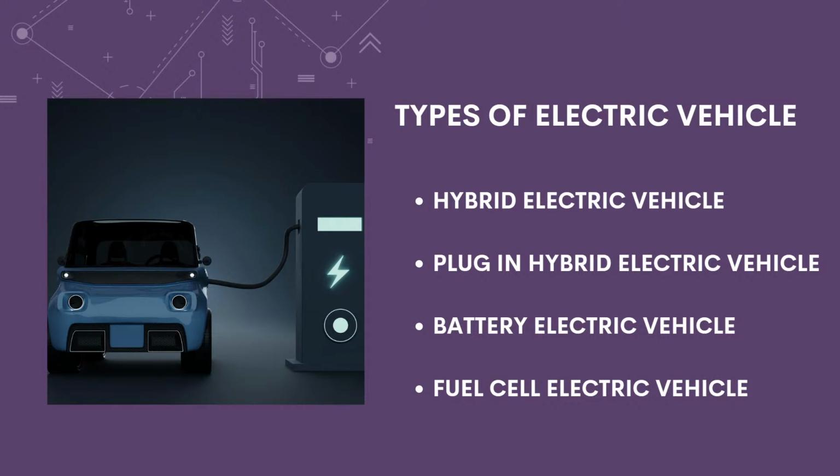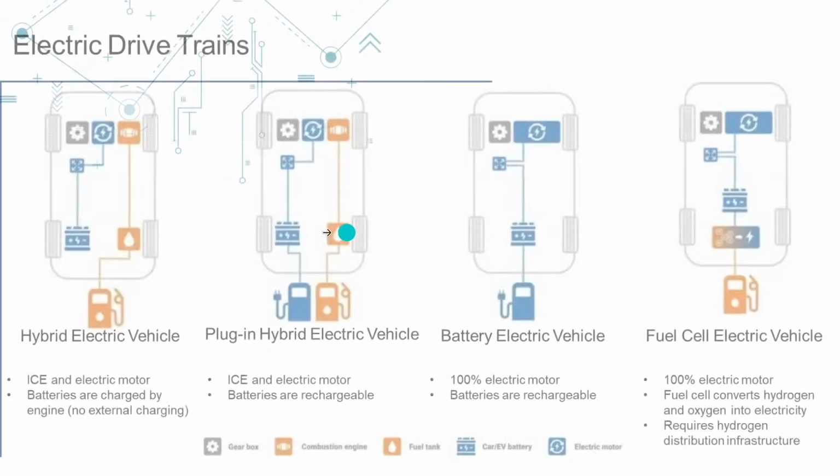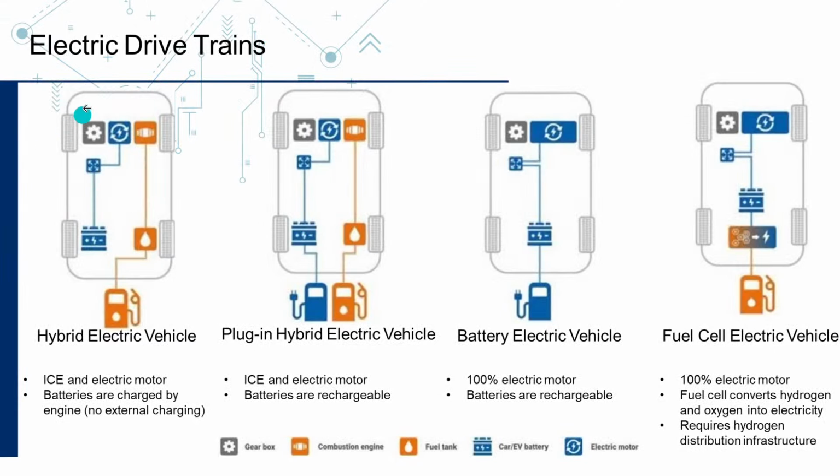So I will tell you, first is the hybrid electric vehicle, next is the plug-in hybrid electric vehicle, then the battery electric vehicle and the fuel cell electric vehicle. We will see them one by one. What are hybrid electric vehicles? These are the electric vehicle types: hybrid electric vehicle, plug-in hybrid electric vehicle, battery electric vehicle and fuel cell. I will tell you. First is the hybrid electric vehicle.